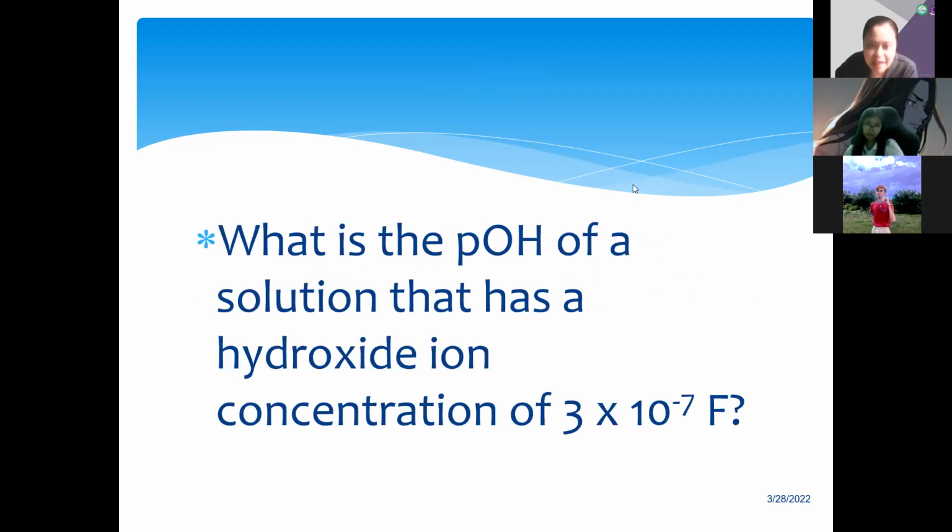So let us have an example. What is the pOH of a solution that has a hydroxide ion concentration of 3 times 10 raised to the power of negative 7 molar? Okay, go ahead. How about the others? Let's see, it is almost the same formula. Negative logarithm of the OH. So we are looking here for the pOH.